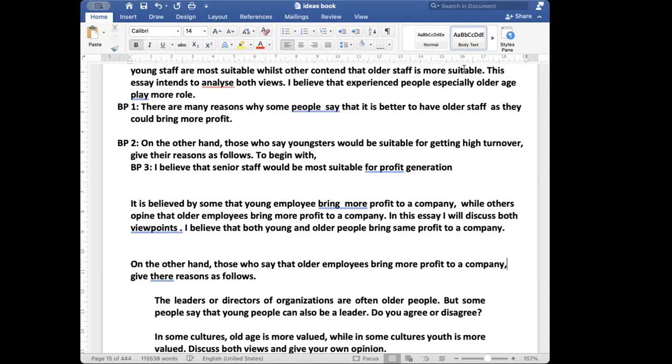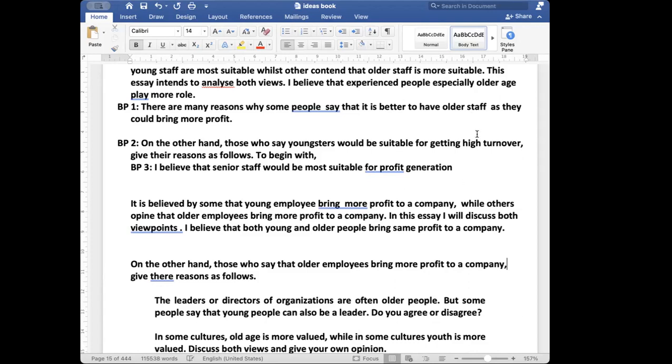On the one hand, there are many reasons why some people say that young people makes, it can't come. People is plural, so the verb with S will not be there. Bring a lot of profit, not make. On the other hand, the old people would be counted. No, on the other hand, those who say that older people bring more profit, give their reasons as follows. Counterproductive should not come here. If you write counterproductive for old, then it goes in favor of young people. This would be wrong. Got it?